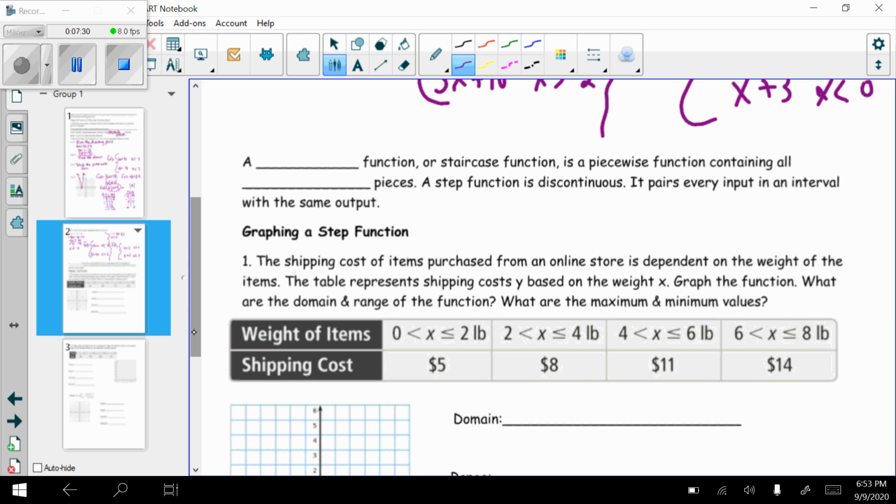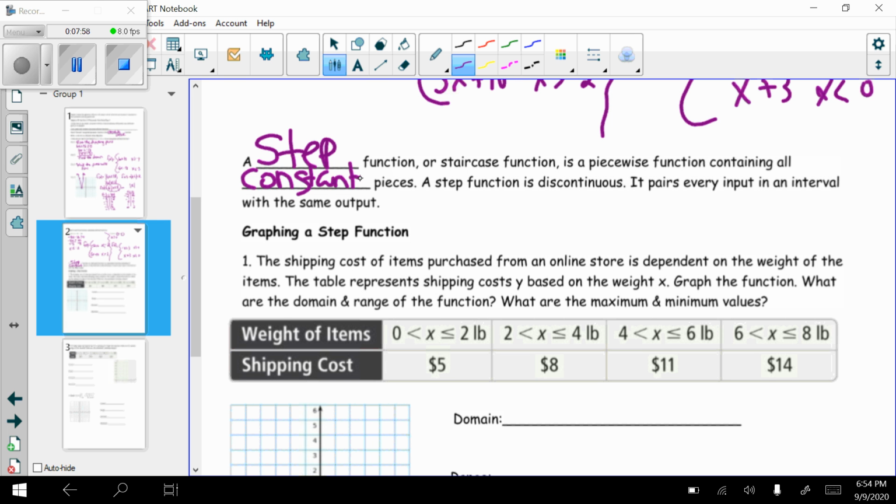So now we want to look at this. It says a blank function. This is a step function, or also called a staircase function because once it's graphed, it looks like a staircase, a bunch of steps. This is a type of piecewise function that contains all constant pieces. A step function is discontinuous. It pairs every input in an interval with the same output.